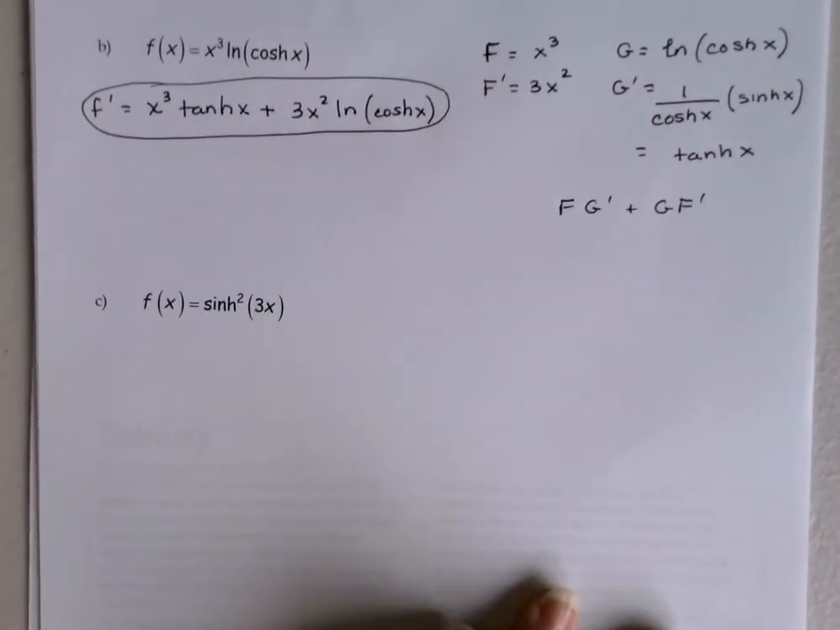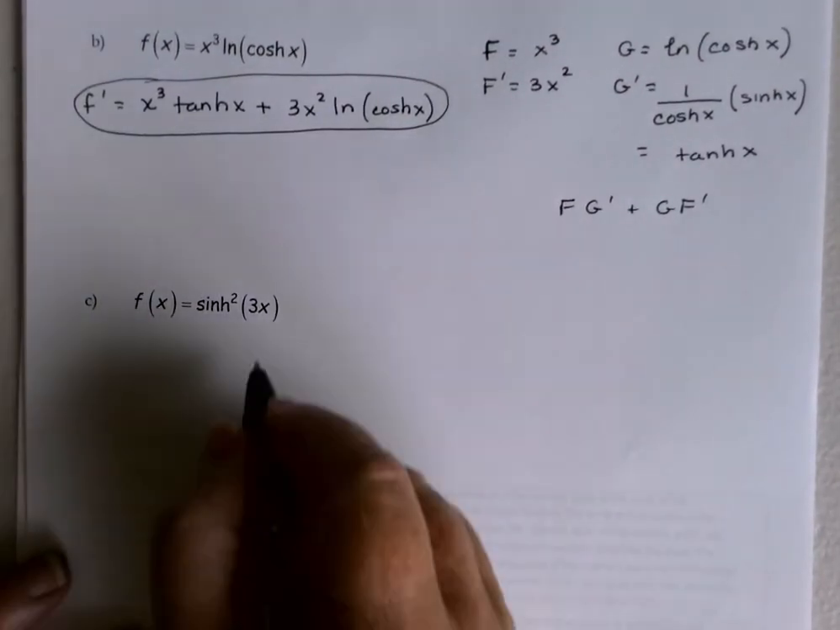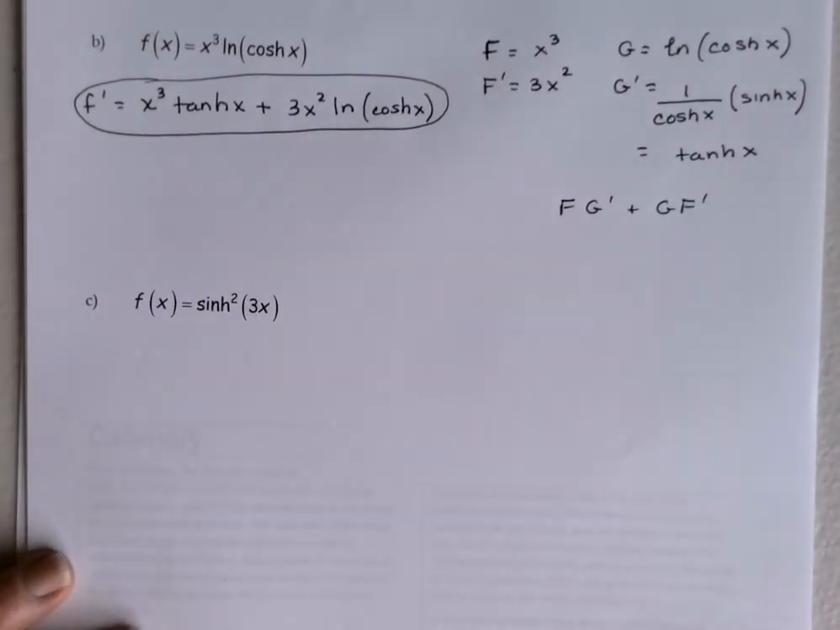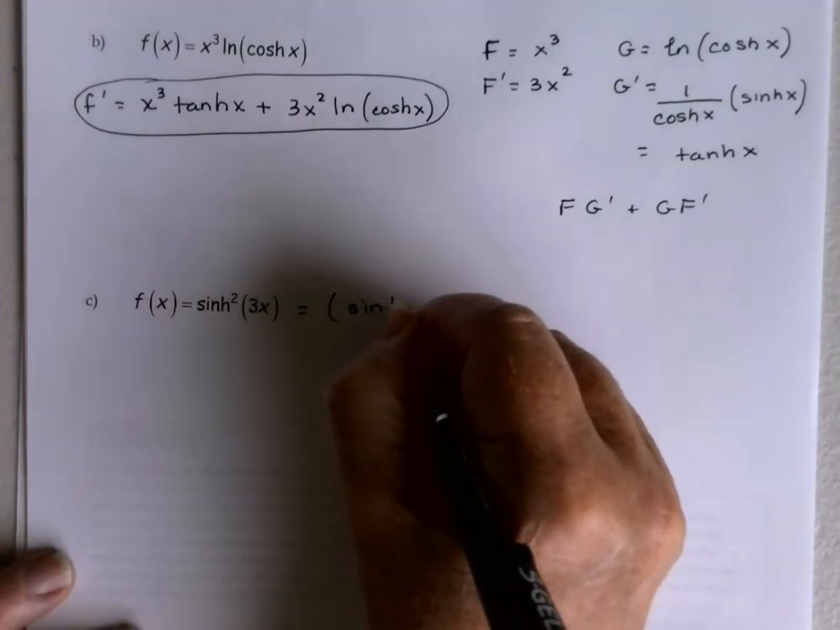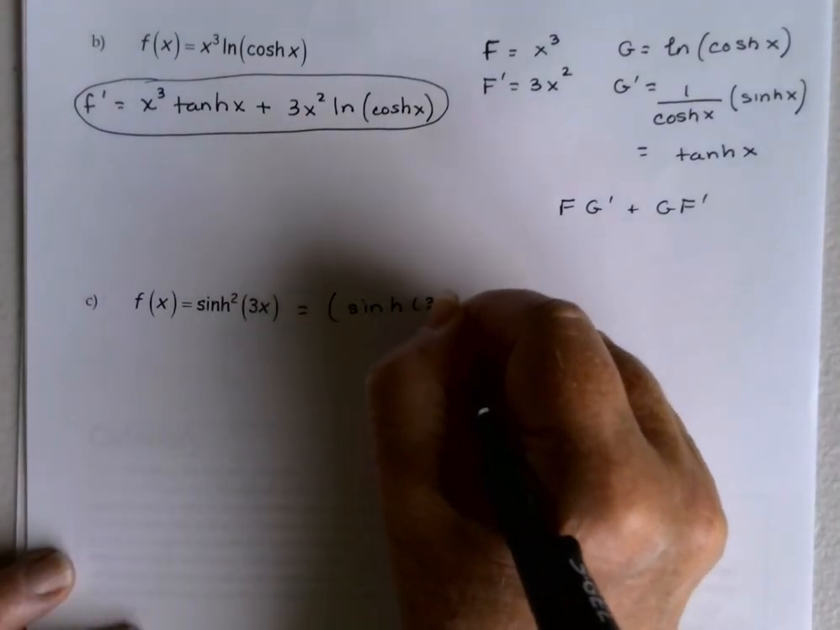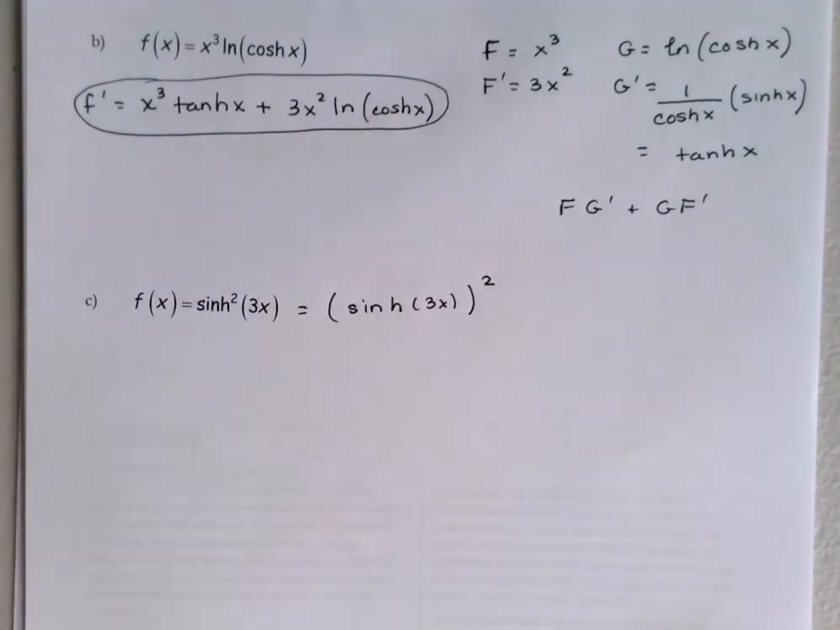All right, one more derivative to practice here. The function is the hyperbolic sine squared of 3x. And just a reminder, it's probably best to think of that as the hyperbolic sine of 3x all squared. Makes it easier to see the chain rule when you think of it that way.